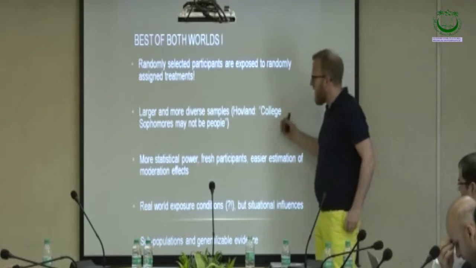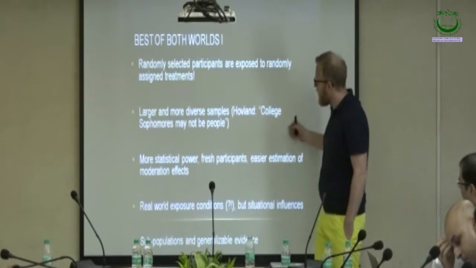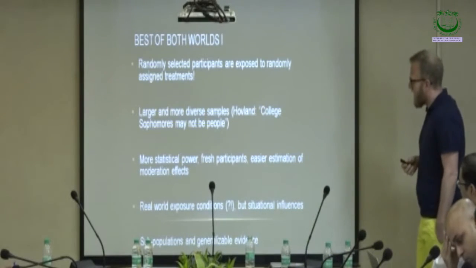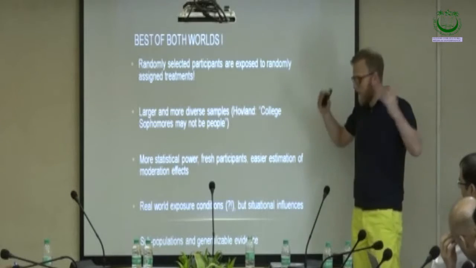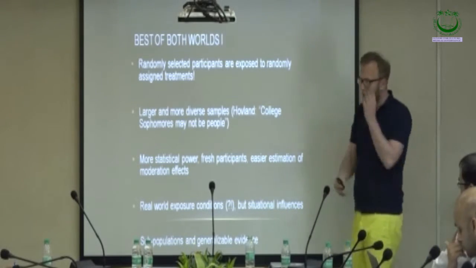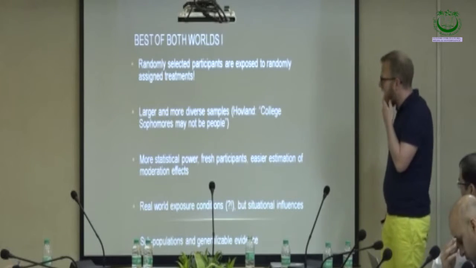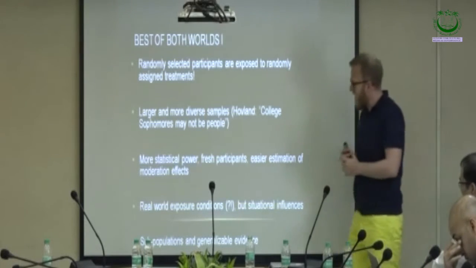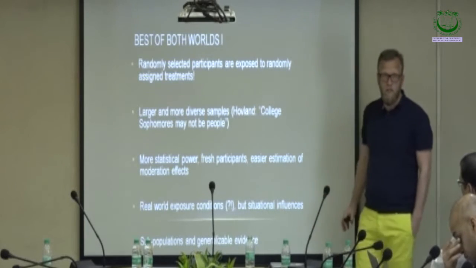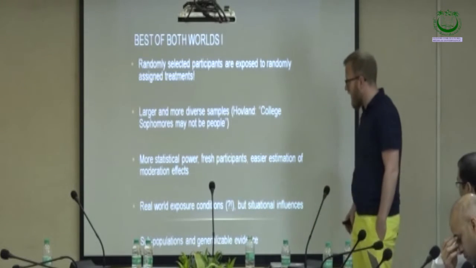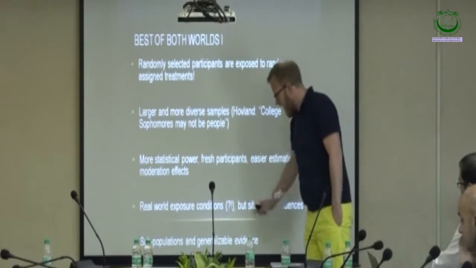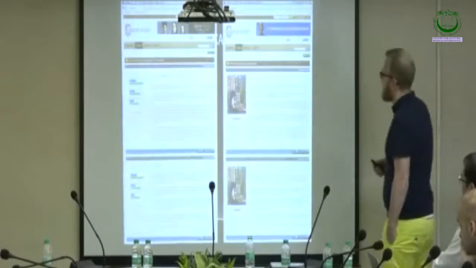Larger and more diverse samples. Again, to quote Hoffman, college sophomores might not be people. More statistical power, bigger samples usually, fresh participants, and not a college student that has taken part in 15 experiments already. Estimation of more complicated effects. Maybe more real-world exposure conditions, people filling in the survey, at least not in a lab. And you can look at subpopulations.